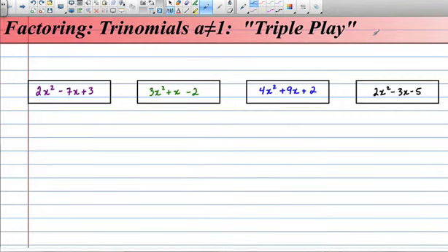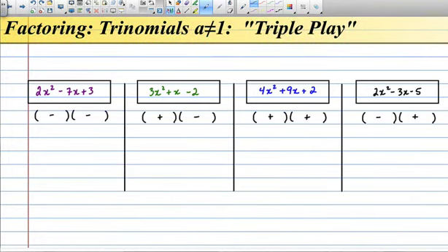In this video, I'll review factoring using a method called triple play. It's not often in math textbooks. It's passed on by students and sometimes teachers. All of these examples initially are trinomials, and we're trying to factor them. The factored form ends up being a binomial times a binomial.